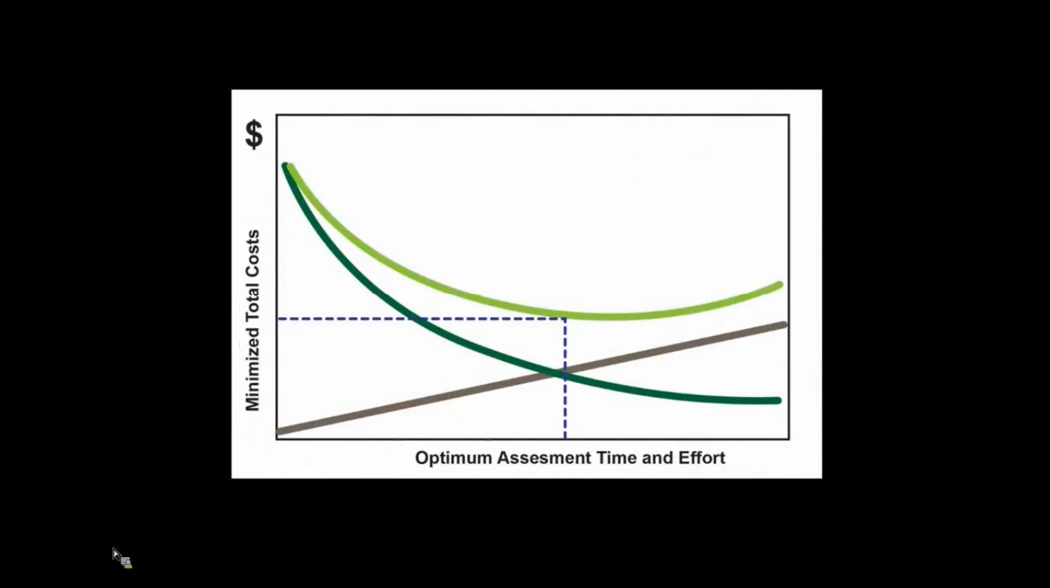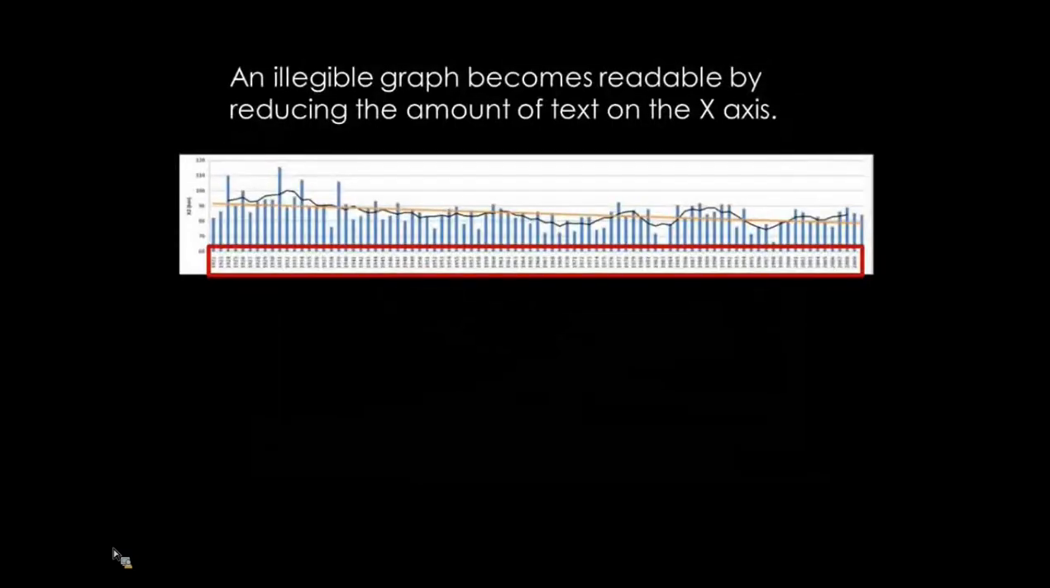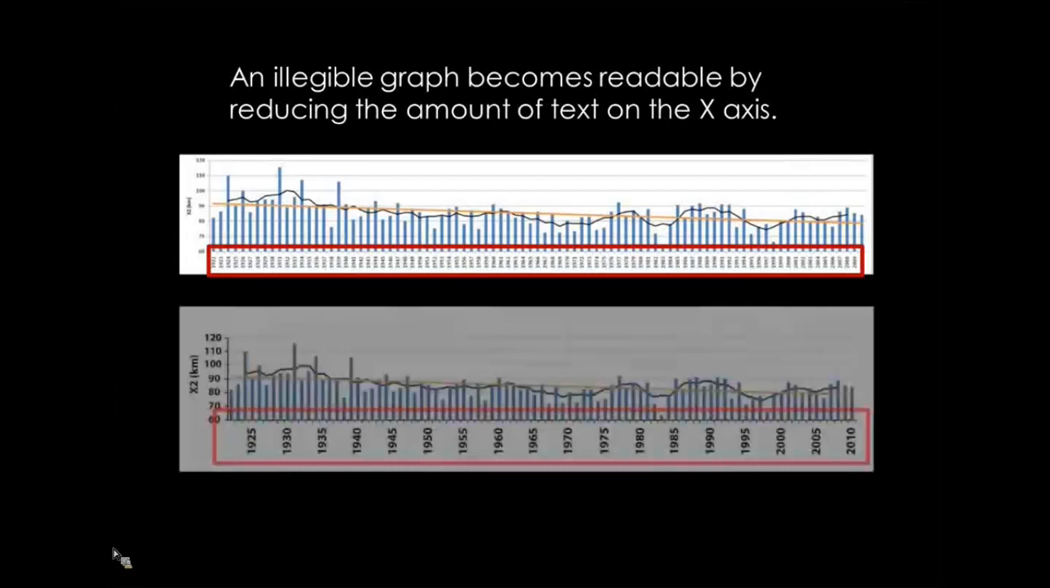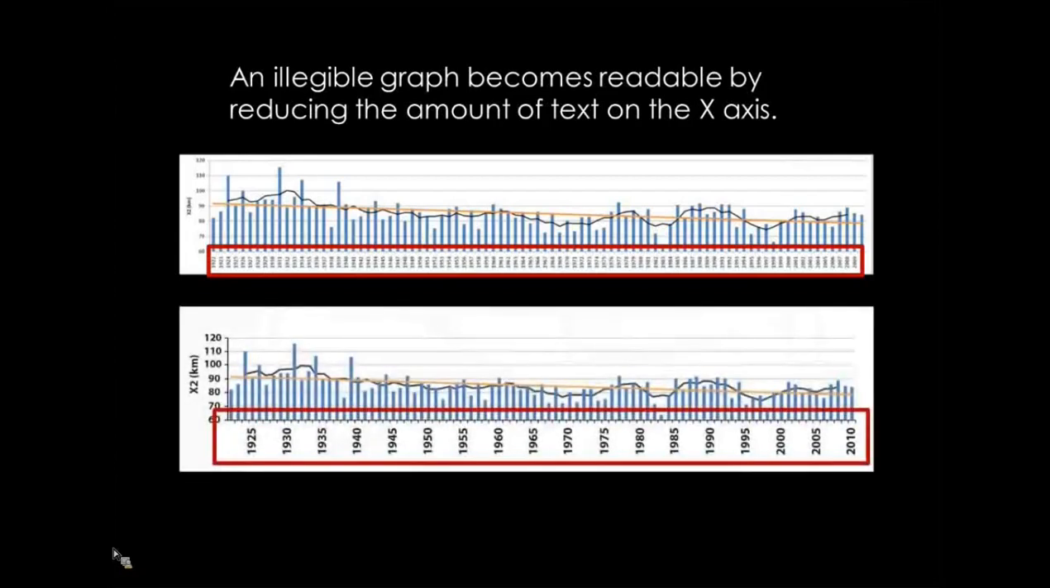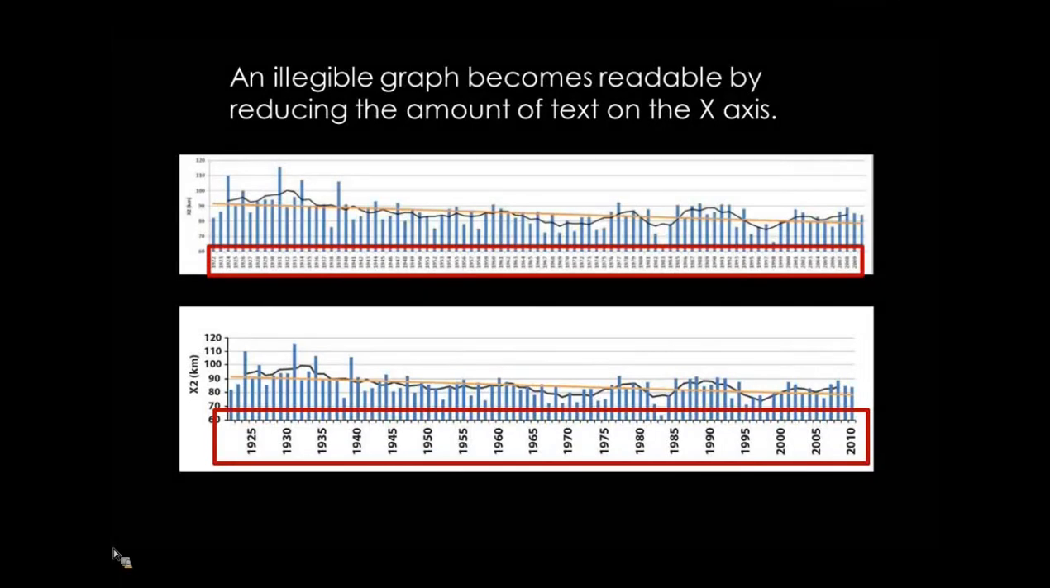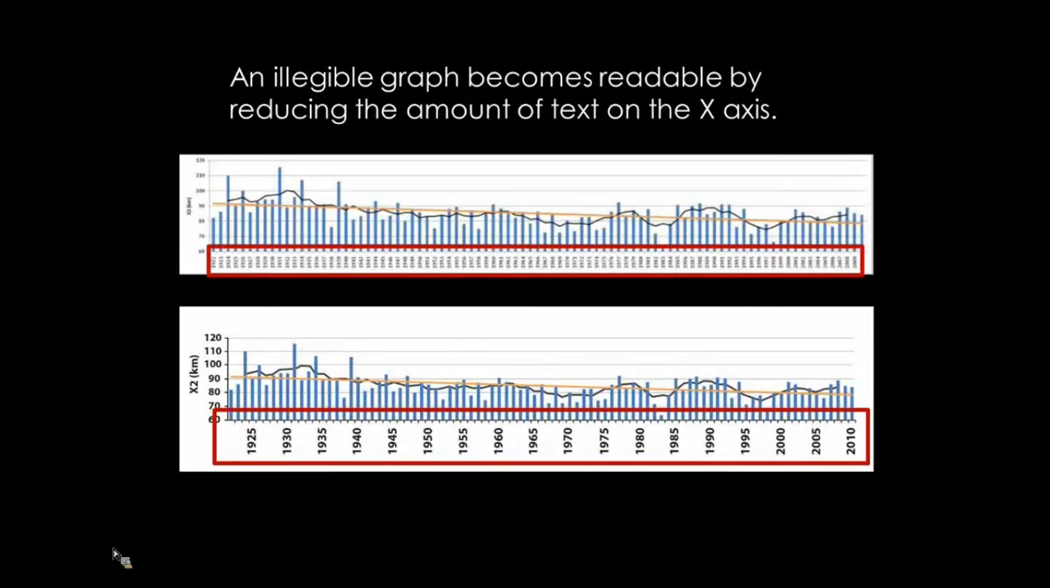Here's an example of a clear and simple graphic. It tells the general story, not all of the details. You can talk through the details. Make sure fonts are legible in your figures. An illegible graph becomes readable by reducing the amount of text on the x-axis. What's the point of displaying something that no one can read? Keep this in mind when creating in Excel or elsewhere.